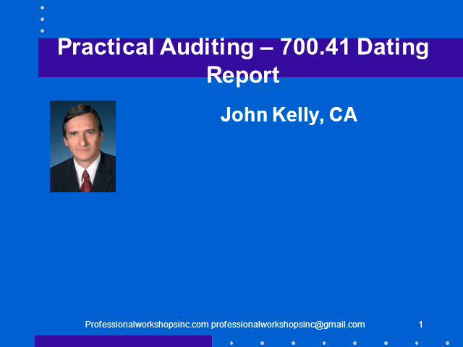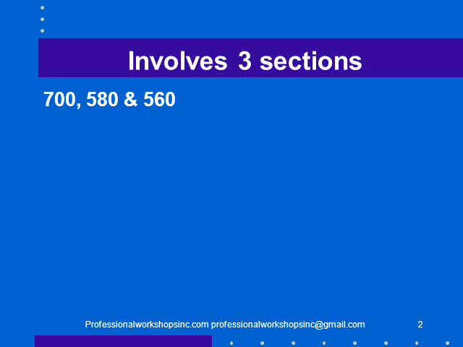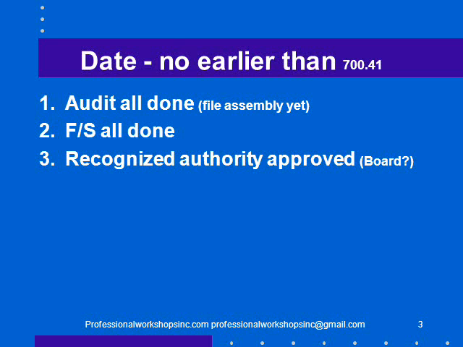And as always, we want to be efficient and effective, follow professional standards, and document what we have done properly. Now, this topic actually involves three sections, 700, 580, and 560. So it's an interesting mix. The date of the audit report can be no earlier than any of the following three.